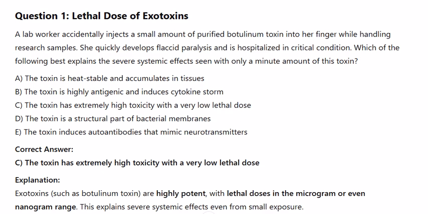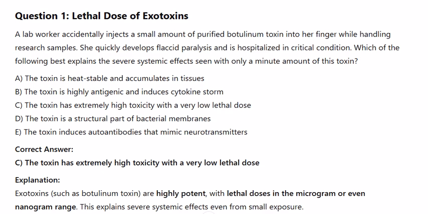A. The toxin is heat stable and accumulates in tissues. B. The toxin is highly antigenic and induces cytokine storm. C. The toxin has extremely high toxicity with a very low lethal dose. D. The toxin is a structural part of bacterial membranes. E. The toxin induces autoantibodies that mimic neurotransmitters.